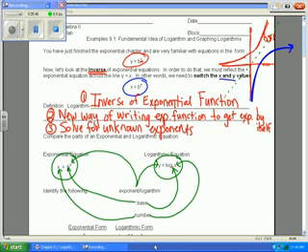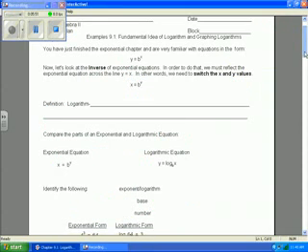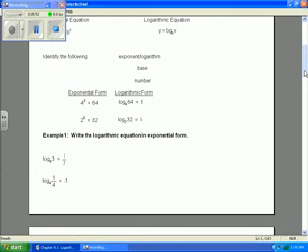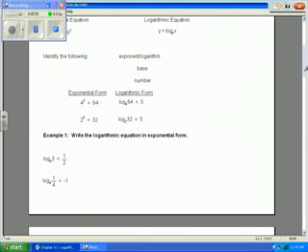That may seem a little bit abstract because it's done without numbers. So let's take a look at exponential and logarithmic form with numbers. Here I would say 4 to the third power equals 64, but notice how it's written in exponential form. And on the second one, 2 to the fifth power equals 32.